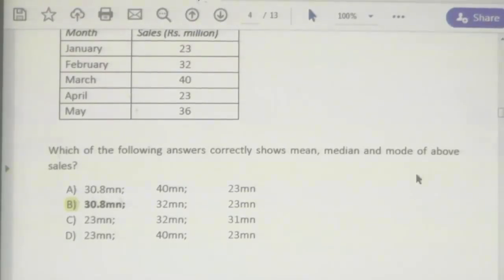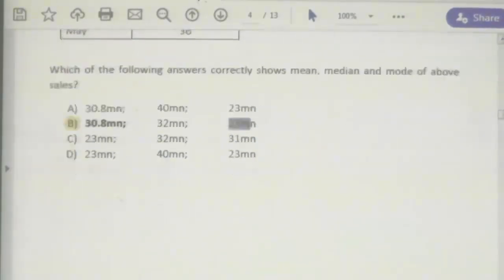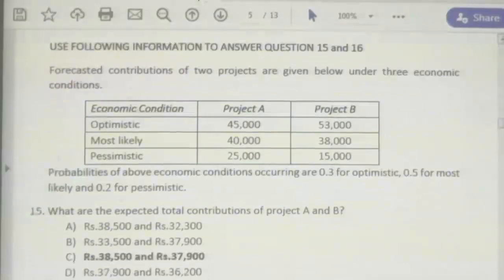Now, what is mode? Mode is the number reported the most times within the data series. Here, 23 is reported 2 times, and all other numbers are reported only 1 time. Therefore, the mode is 23. The answer will be taken as B. Let's move on to question number 15 now.